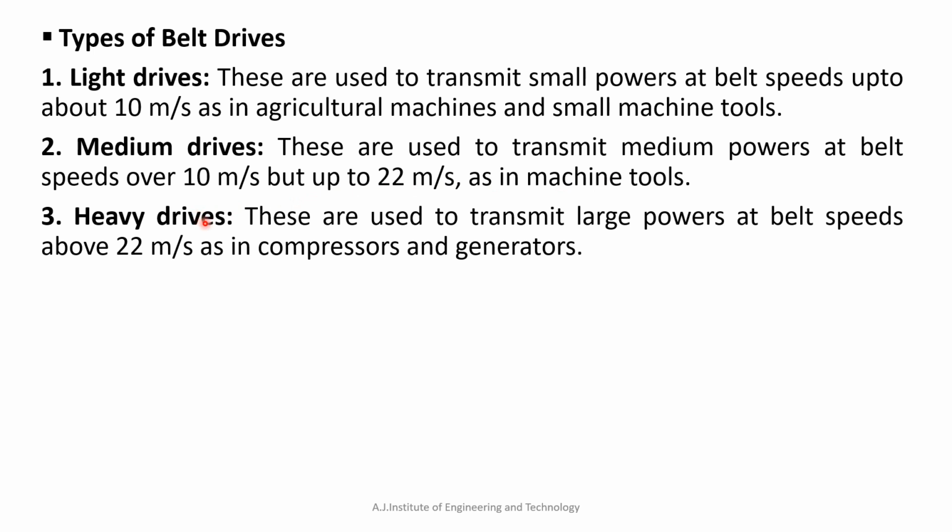And the third one is heavy drives. What are heavy drives? Heavy drives are used to transmit large power. If the speed of the driving shaft is more than 22 meters per second, then that drive is called a heavy drive. This type of heavy drive is used in compressors and generators, where the speed is very high. So based on the speed of the drives, we can classify them into three categories: light drives, medium drives, and heavy drives.